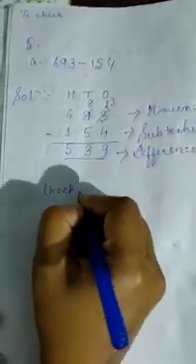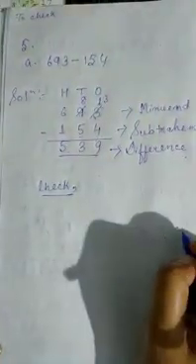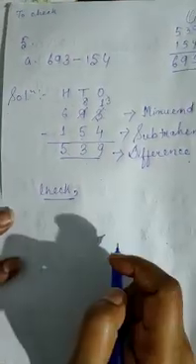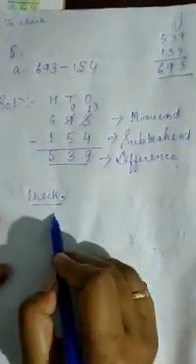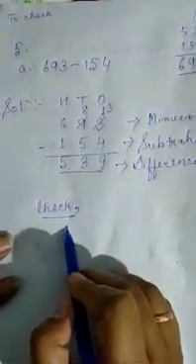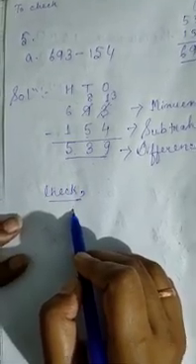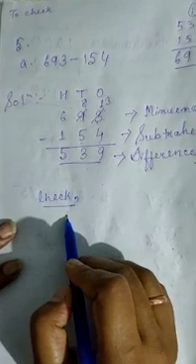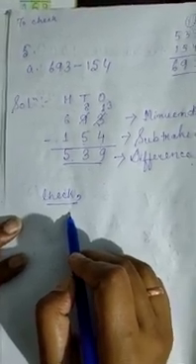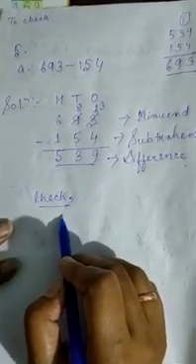Now we have to check the answer also. So what do I have to write? I will write check. Now you see, whenever we are going to check the answer, what do we have to do? To check the subtraction and to see whether the difference we have found is correct, we simply find the sum of the subtrahend and the difference.